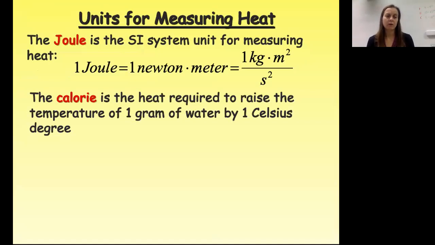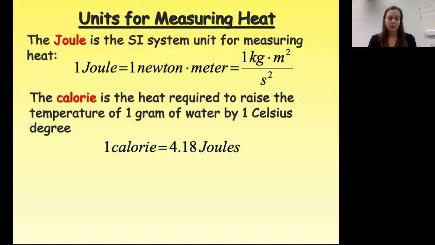Calories, you guys are familiar with in your everyday life. A calorie is the heat required to raise the temperature of 1 gram of water by 1 degree Celsius. And that was defined that way before the joule became the common SI unit. Calories are still used, but they're not the SI unit or the metric unit. The calories that you're familiar with from your everyday life are actually kilocalories. So every calorie on that bag of chips is actually 1,000 calories. And 1 calorie equals 4.18 joules.